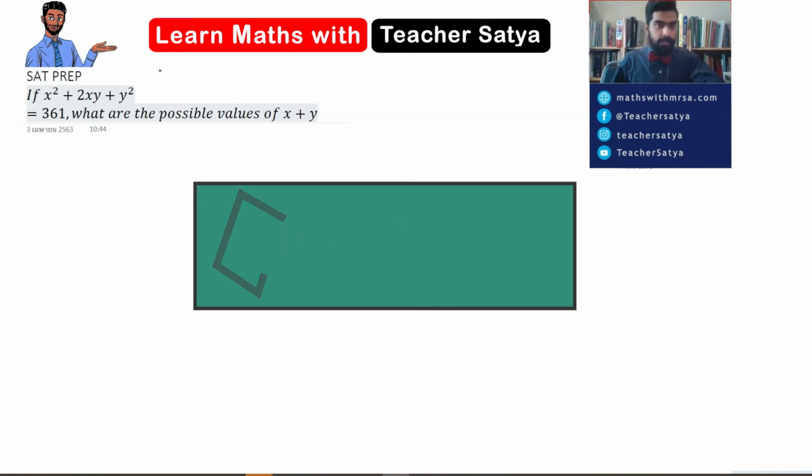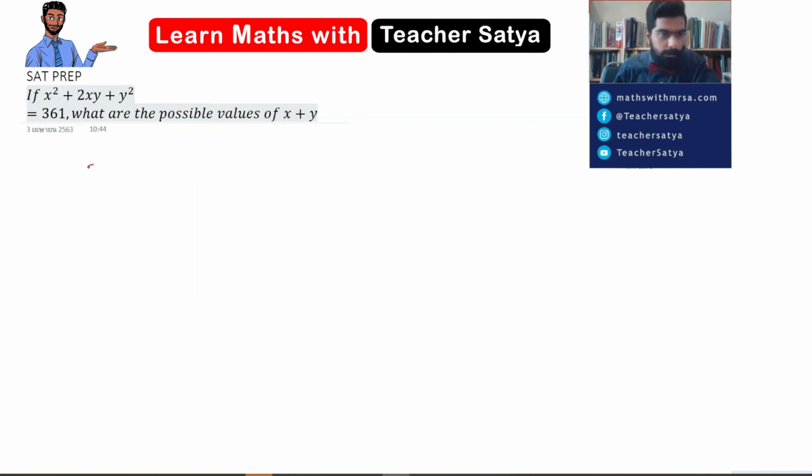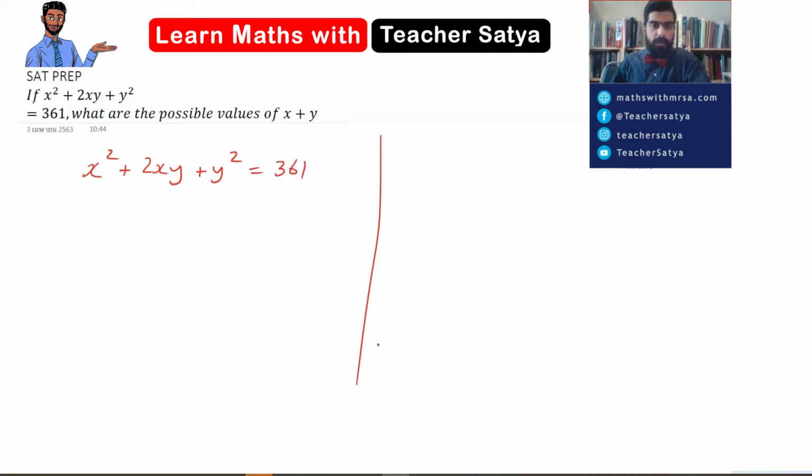So what do we see here? We see that x squared plus 2xy plus y squared is equal to 361, and they're telling us to find the possible values of x plus y. What might be the possible values of x plus y?